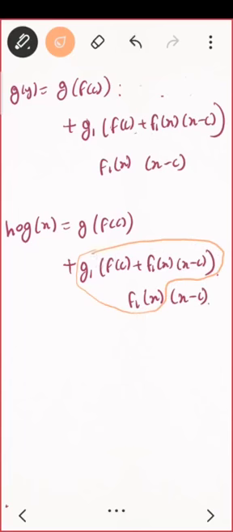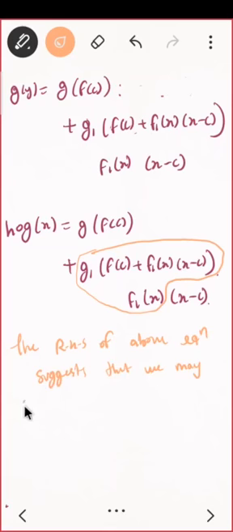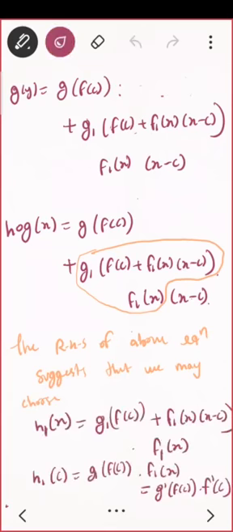Just I need to check whether it is continuous at that point or not. I can see the right hand side of the above equation suggests that we may choose, do you see, from here I got to know that this is better to choose h1.